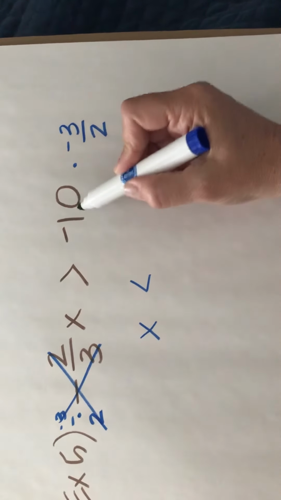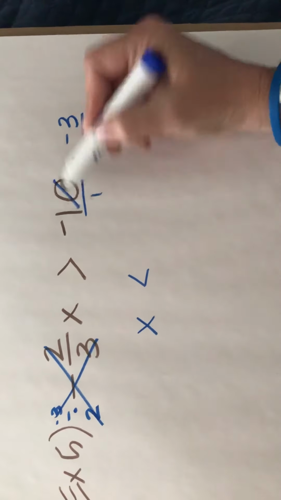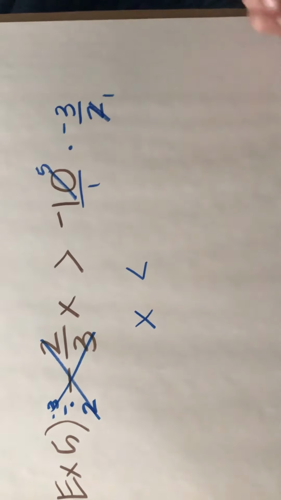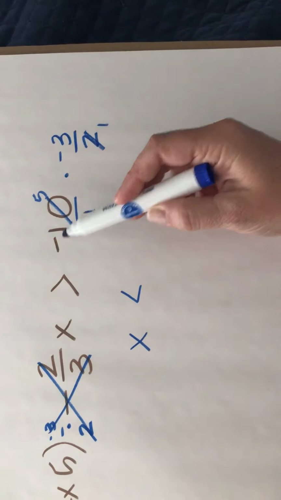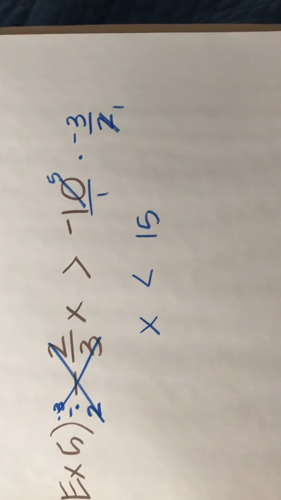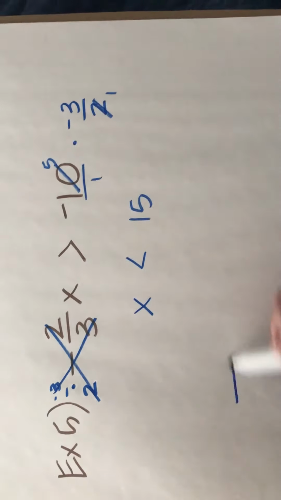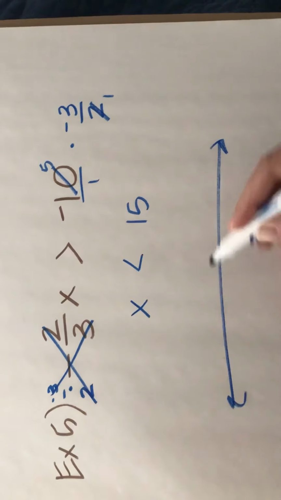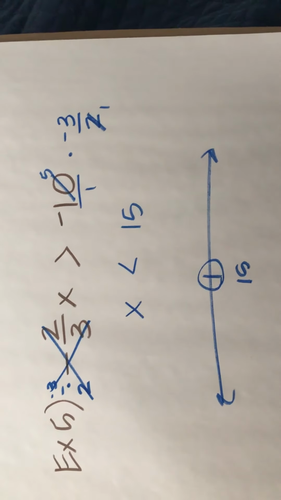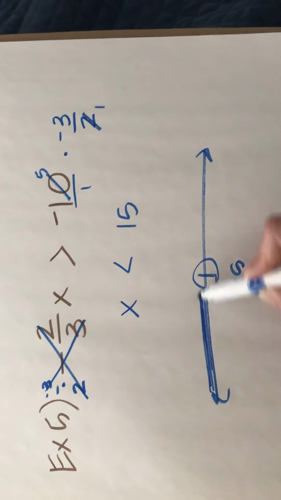All right, over here, negative 10 is really over a 1. So I'm going to do some simplifying here. 2 goes into itself once and into 10 5 times. And now we've got negative 5 times negative 3, which is 15, and 1 times 1 is 1. So x can be anything less than 15. It can't be 15. So because it can't be 15, you're going to do an open circle on 15. But it can be anything less than that. So those will be all the numbers to the left.